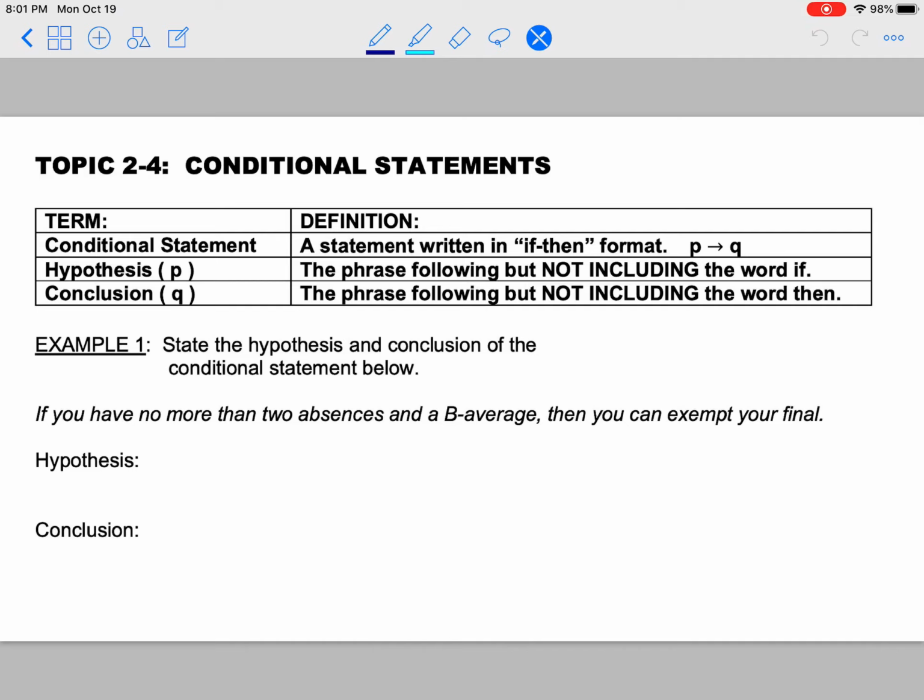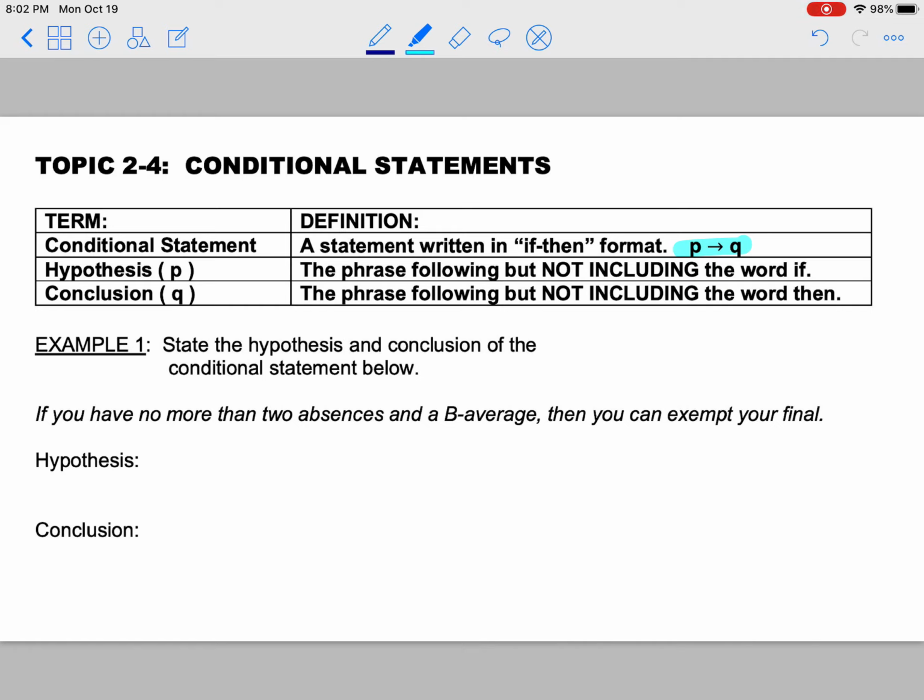Okay, conditional statements. So let's look at what a conditional statement is. First of all, it's just taking a statement, which is a sentence, and writing it in if-then form. Adding the word if at the beginning, then in the middle to separate it into two parts. And we symbolize these with P and Q.